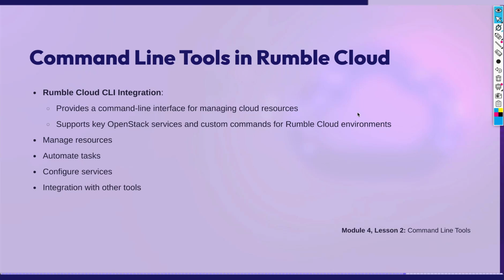So CLI tools in Rumble. Rumble Cloud provides a command line interface for managing your cloud resources. Again, the backend is OpenStack, so it'll be using the OpenStack APIs, right? And this will allow you to manage your resources, automate your tasks, configure your services, and integrate with other tools, all right? Nice and easy.